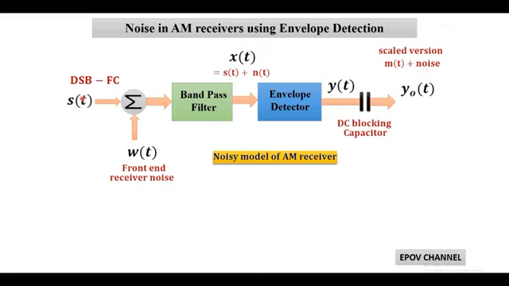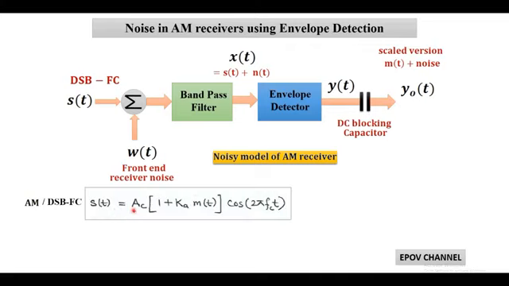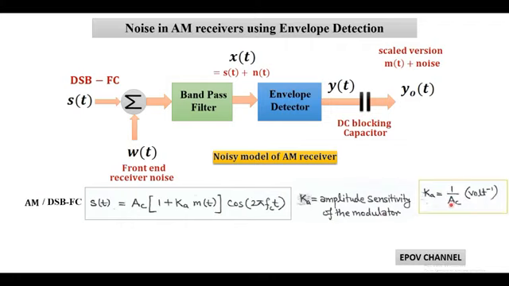As we know that standard AM or double sideband full carrier is given by equation S(t) equals Ac[1 plus Ka m(t)] cos 2 pi fc t. Here Ka is called amplitude sensitivity of the modulator, which is equal to 1 upon Ac. Here Ac is called carrier amplitude. And since in practice this carrier amplitude is typically measured in volts, hence the unit of amplitude sensitivity Ka is volt inverse.